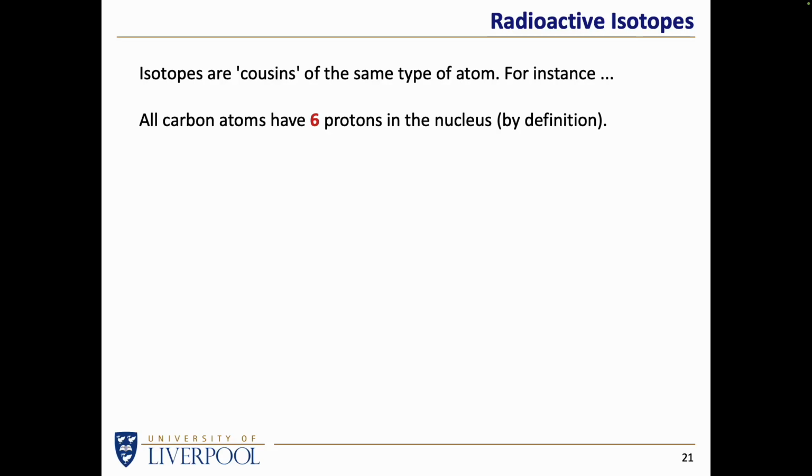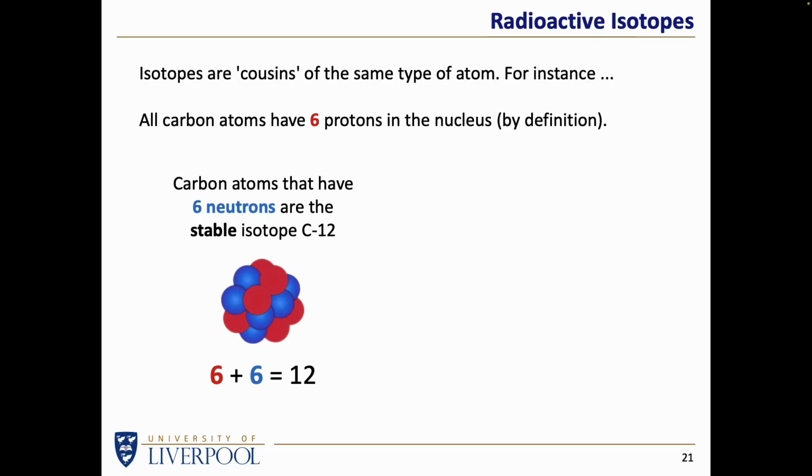So all carbon has 6 protons, but the number of neutrons may vary. For instance, a nucleus might have 6 protons and 6 neutrons. 6 protons and 6 neutrons means we've got 12 of these objects in the nucleus, which is why we call that particular isotope, this particular cousin of carbon, carbon-12, and that's a stable atom. An awful lot of the carbon in your body is carbon-12.